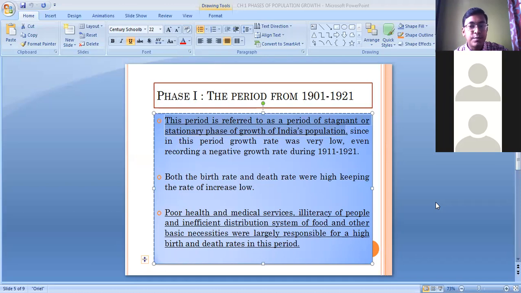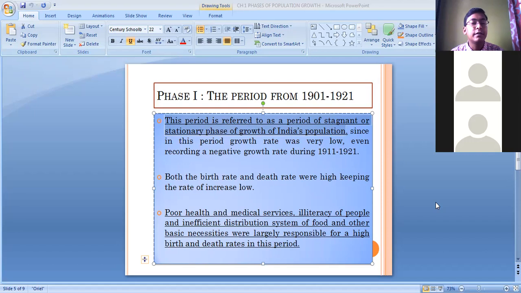So during this time period, 1901 to 1921, the population growth rate of our country was almost stagnant. The population did not increase actually. And even in the year 1911 to 1921, our country recorded a negative growth rate of population. That means instead of population increasing, between 1911 to 1921, the population of our country reduced. It got decreased.